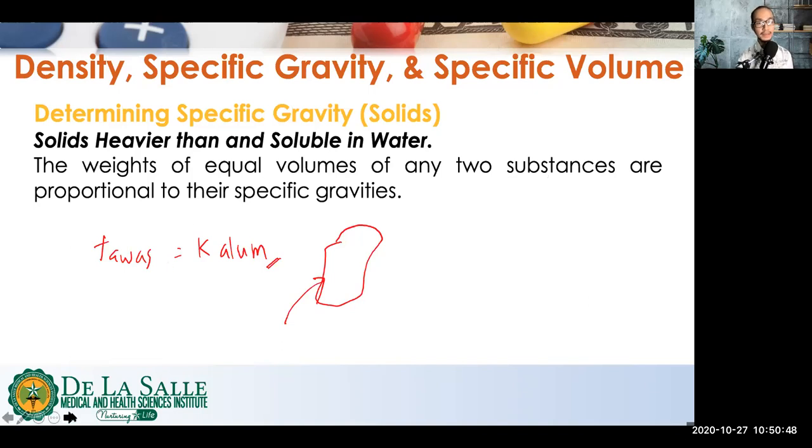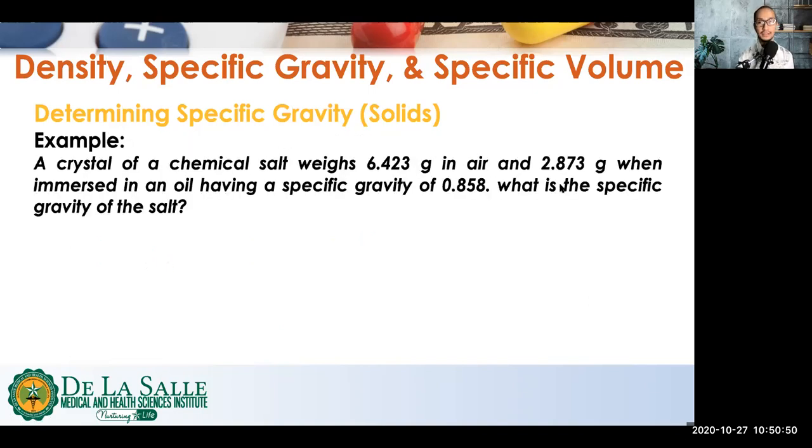So, how are we going to do this? Let's take, for example, this problem. You have a crystal of a chemical salt that weighs 6.423 grams in air and 2.873 grams when immersed in an oil having a specific gravity of 0.858. What is the specific gravity of the salt?